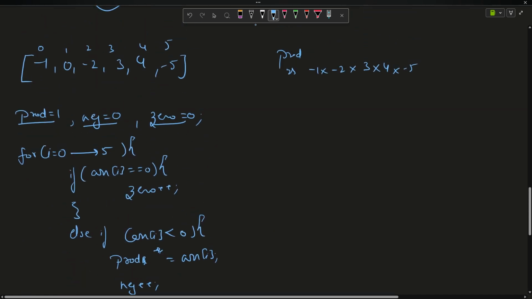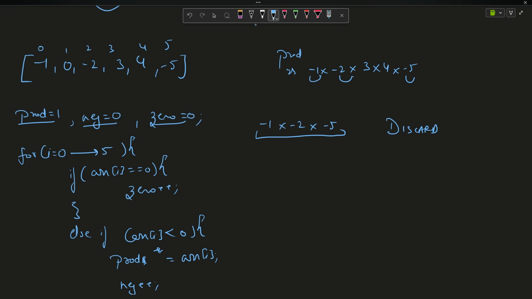We actually saw that among the negative elements -1, -2, -5, these three elements, I have to discard one of them in order to achieve a positive product. Which should I discard? Should I discard -2, -5, or -1? Whichever I discard, my main aim is to remove the minus sign. I can choose any one of them.